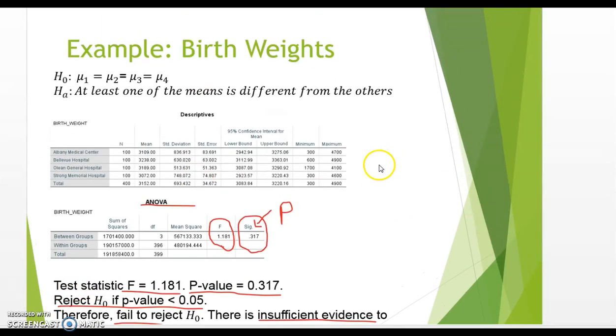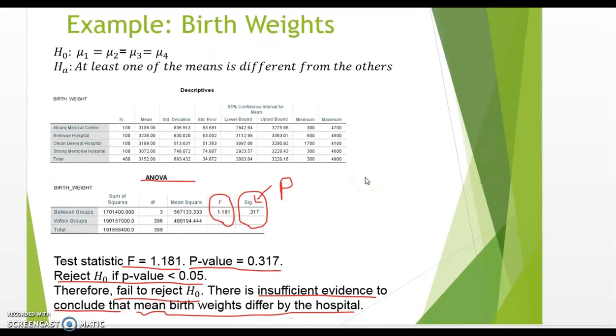That's generally how we do it in SPSS, and you can see that there are two tables in the output. The first table gives you information on the mean weights. If there were a difference, you would be able to tell something from this table. The second table is for the actual ANOVA test. In our situation, there's no difference. We cannot conclude that the mean birth weight differs by the hospital. So that's how we do it in SPSS. Let me know if you have any questions. Thank you.